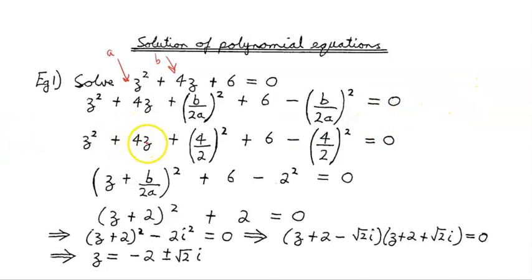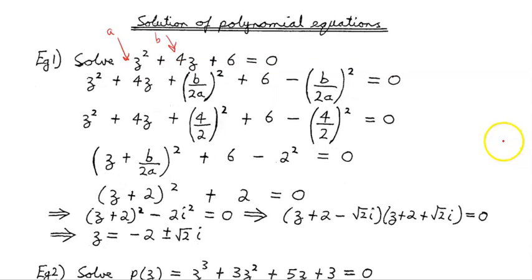We have z squared plus 4z plus 4 over, a is 1, so 4 over 2 all squared, plus 6 minus 4 on 2 all squared. This then gives us z plus b on 2a all squared plus the 6 minus 2 squared, 4. Okay, b is 4, 2a is 2, so 4 over 2 is 2, so we have z plus 2 all squared. 6 minus 4 is 2, so z plus 2 all squared plus 2 is equal to 0. So there we go, we've completed the square.